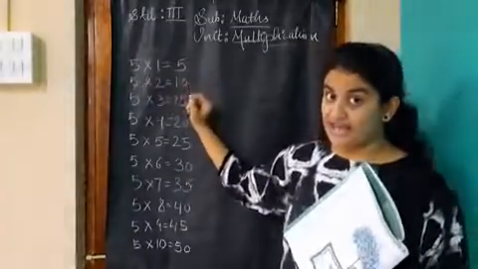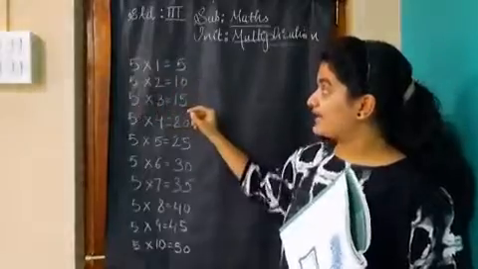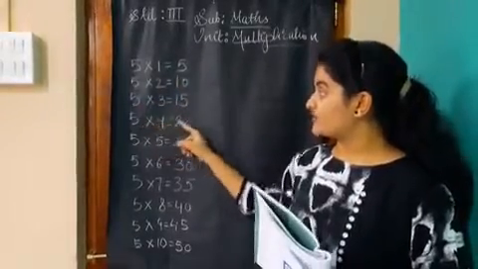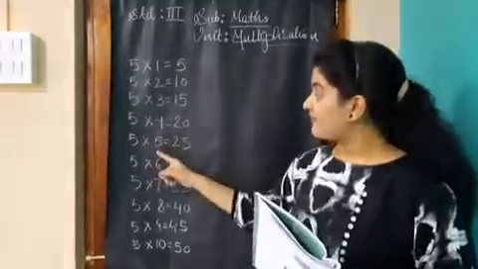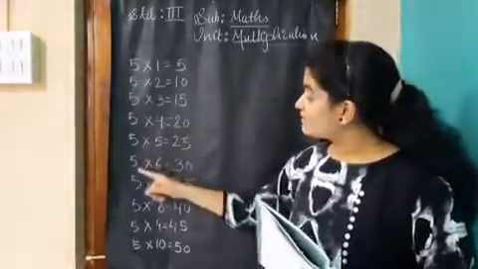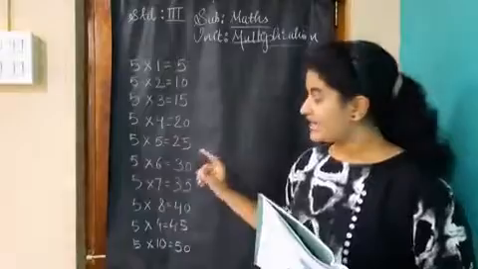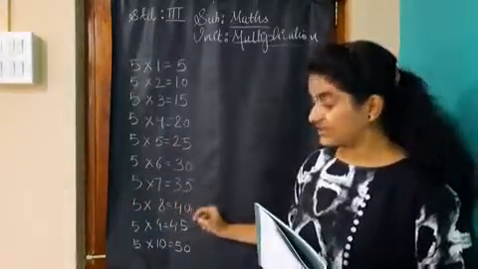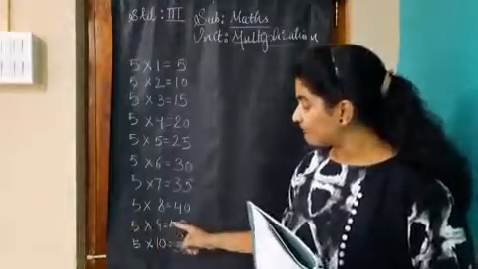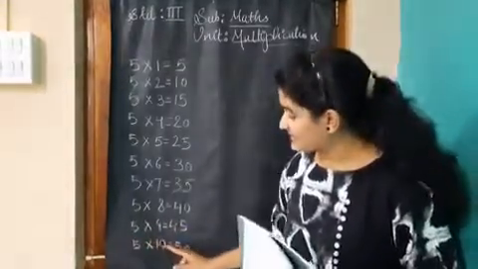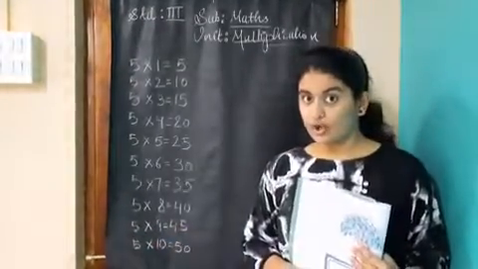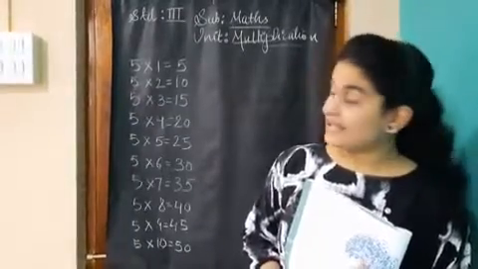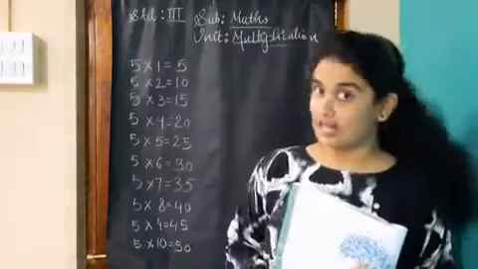5 1s are 5, 5 2s are 10, 5 3s are 15, 5 4s are 20, 5 5s are 25, 5 6s are 30, 5 7s are 35, 5 8s are 40, 5 9s are 45 and 5 10s is 50. तो बच्चों अब हम देखेंगे 6 का टेबल.